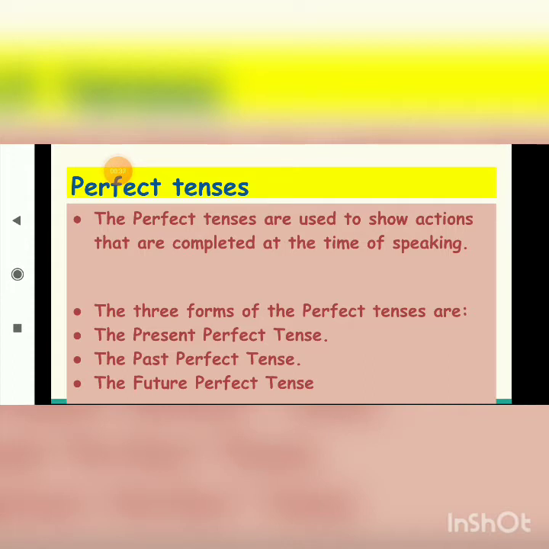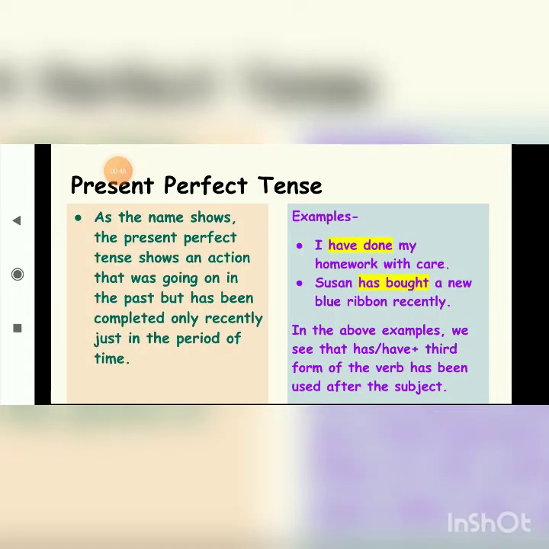The three forms of perfect tenses are the present perfect tense, the past perfect tense, and the future perfect tense. We will look at them one after the other. First one is present perfect tense. As the name shows, the present perfect tense shows an action that was going on in the past but has been completed only recently.